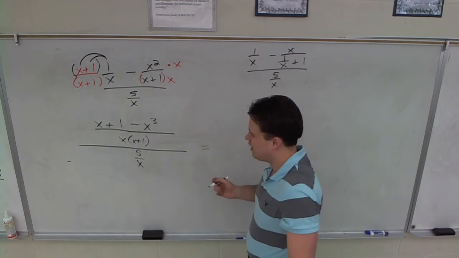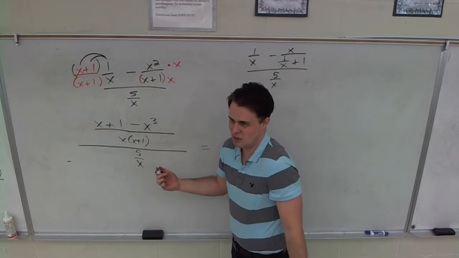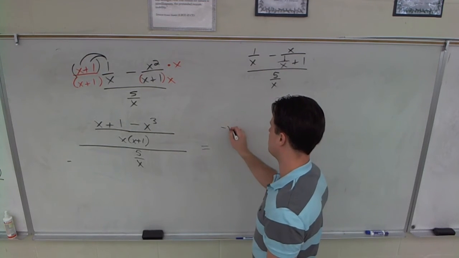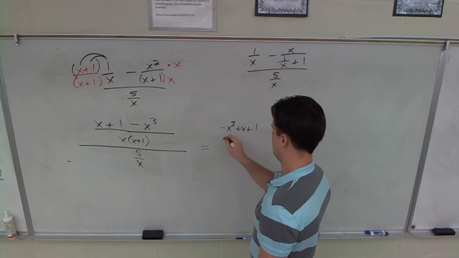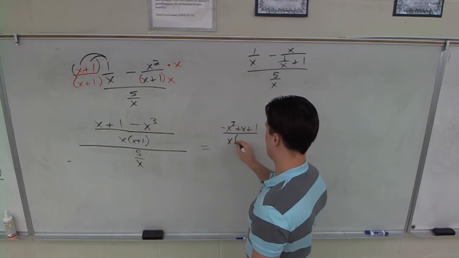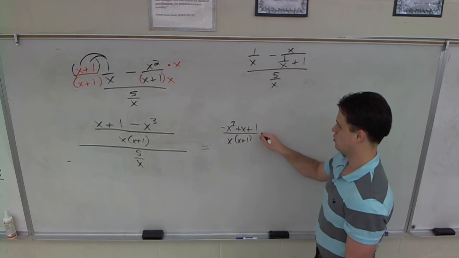Do I have any like terms or anything? These aren't like terms, right? They are what they are. I don't think so. So I'm going to write them in order. X plus 1. And I think I've got one fraction divided by another, so flip.